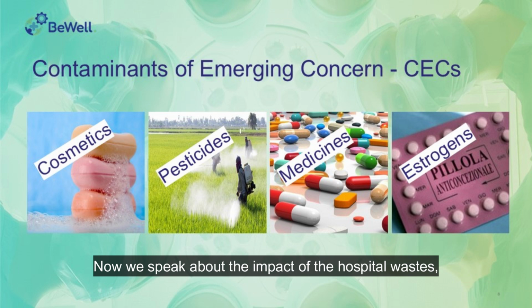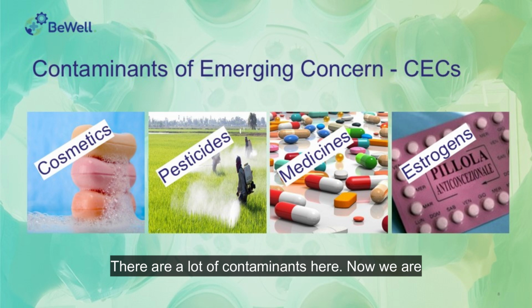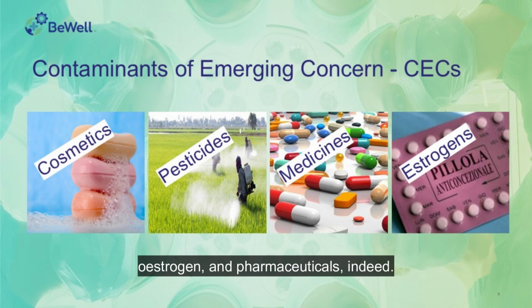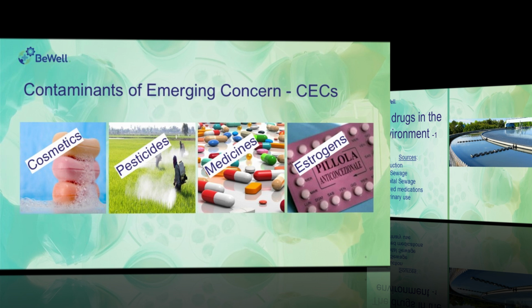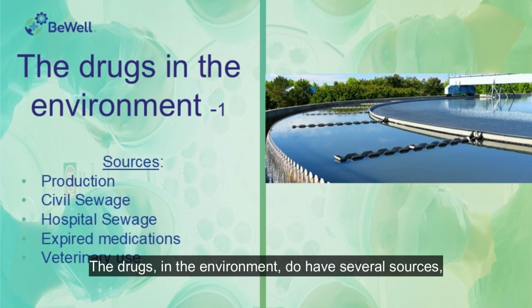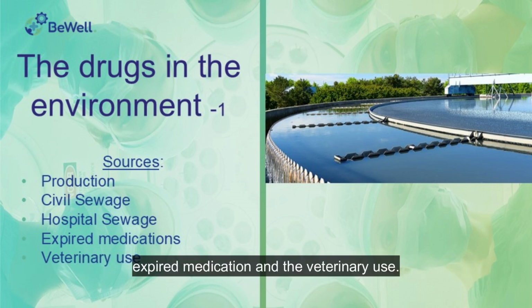Now we speak about the impact of hospital wastes, in particular pharmaceuticals and their impact. There are a lot of contaminants here. We are speaking about what are called contaminants of emerging concern: cosmetics, pesticides, estrogens, and pharmaceuticals indeed. The drugs in the environment have several sources, such as production, the sewage from the cities and the hospitals, expired medication, and veterinary use.